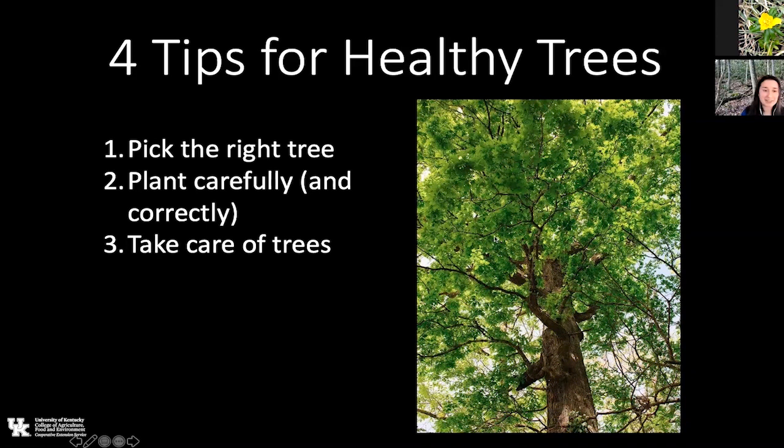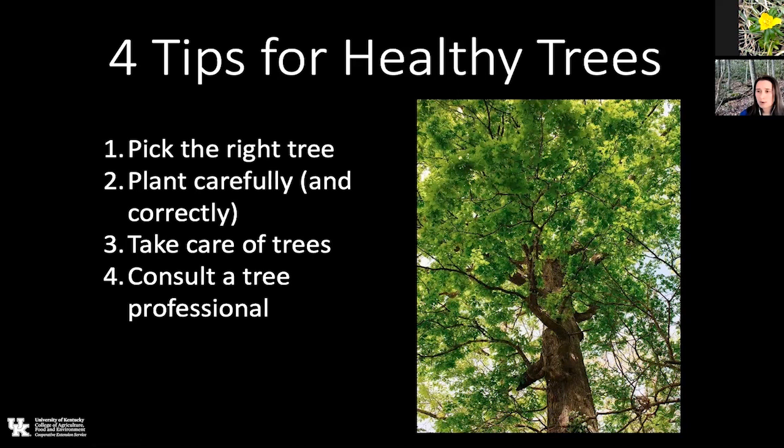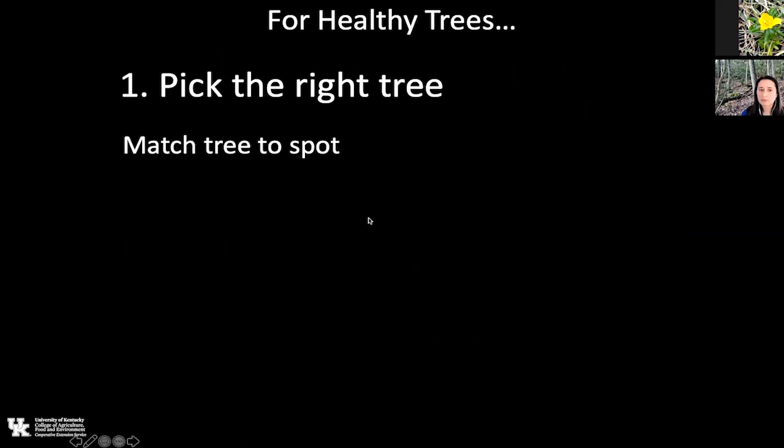And then consult with a tree professional when appropriate. I think it's just not in our culture to think about hiring an arborist or tree professionals, but I'm going to encourage you and connect you to some resources for that, because I think it's really beneficial.